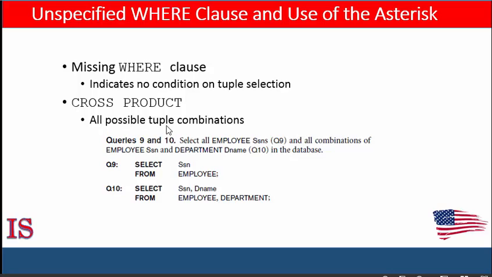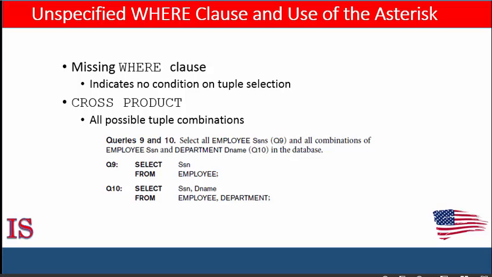Another one down here below says select SSN and department name or DName from employee, comma, department. Well, that query right there presents a series of problems. First of all, since you're not tying the two tables together in a specific manner to retrieve specific data, it will essentially give you every possible combination of data from those two tables, which normally is meaningless.